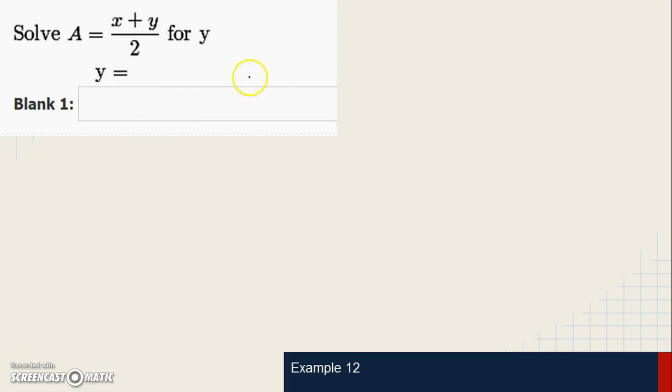Last example, here we have a equals x plus y divided by 2, and we're solving for y. I see that y is on the right side. In the end, it's going to be on the left, so I'm going to rewrite it on the left to begin with.